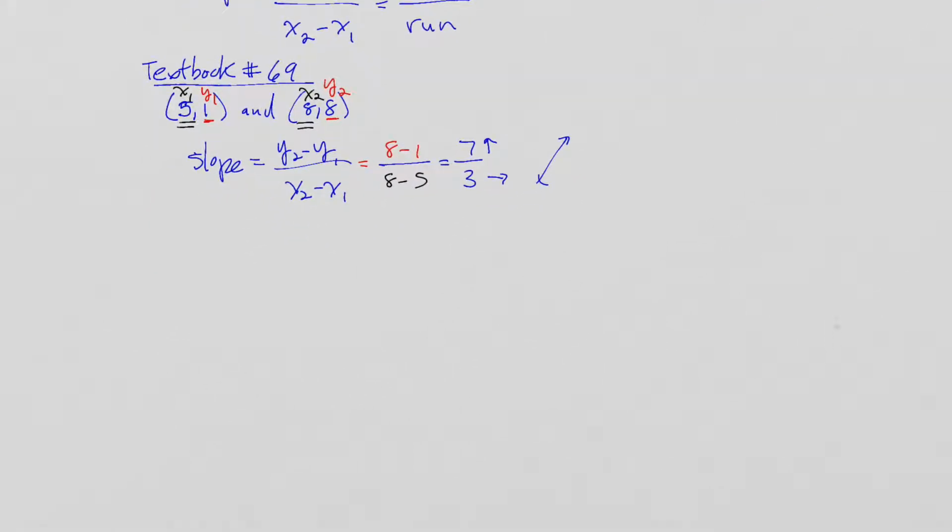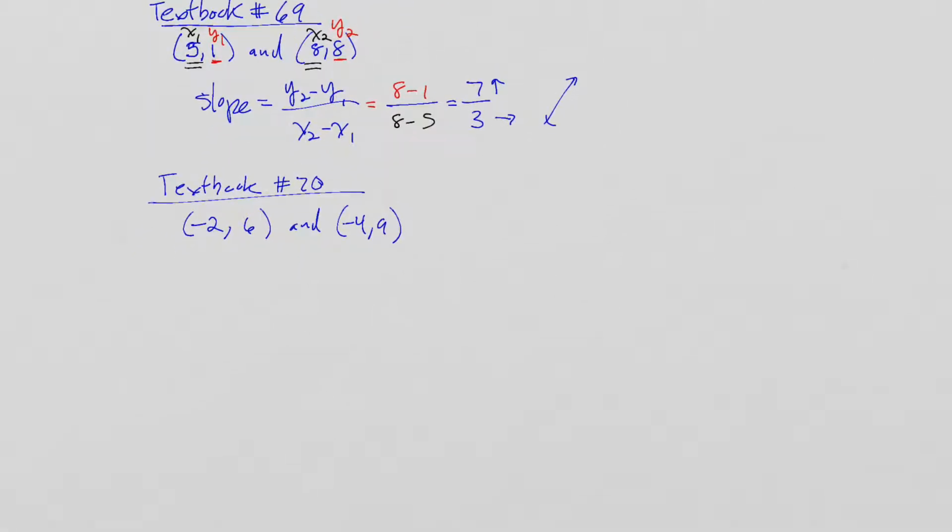What about number 70? -6 and -4, 9. All right, so why don't you try this one on your own and check your answer in a few minutes. Okay, so you should have gotten 3 over -2. Okay.